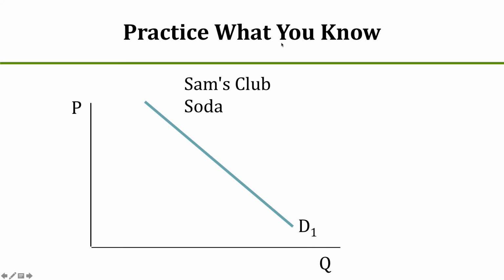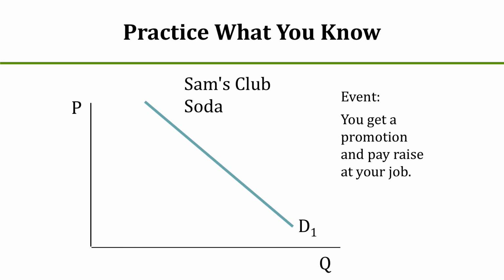The next one is Sam's Club soda. Sam's Club is a supermarket in the USA. So when you get a promotion and a pay raise at your job, you become rich, but Sam's Club soda here is considered an inferior good. That's why instead of buying Sam's Club soda, you will buy Italian soda or sparkling water, whatever, a high quality sparkling water. That's why the demand for Sam's Club soda is going to decrease.